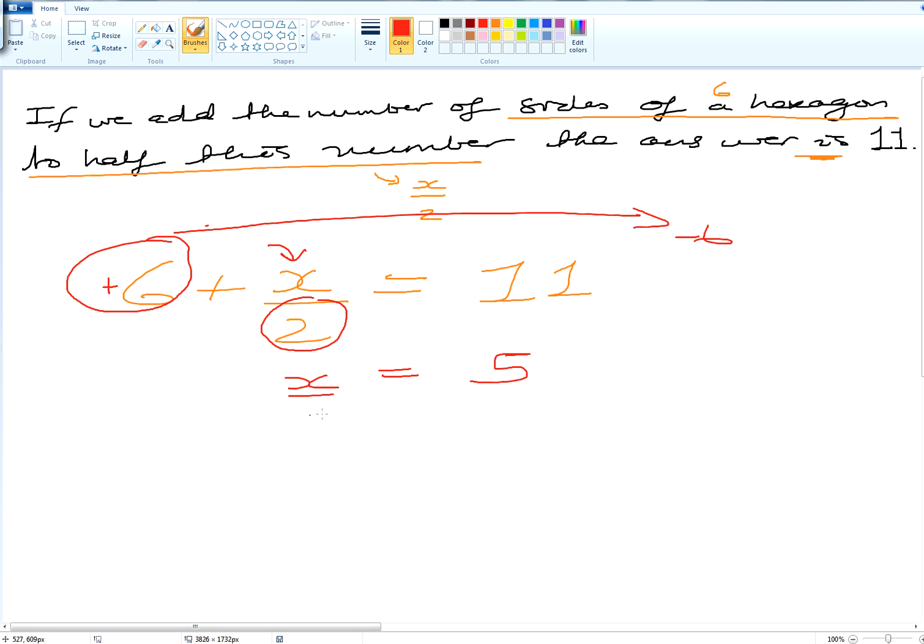So x divided by 2, Iqra, what do we do next? Opposite of divide is times. Divide by 2 is? Times by 2. You're reading it back to front. 10.